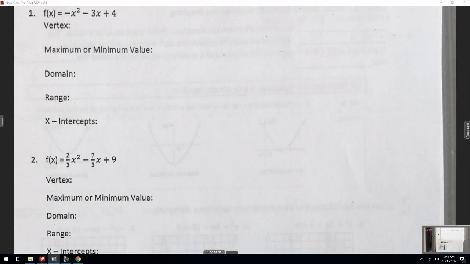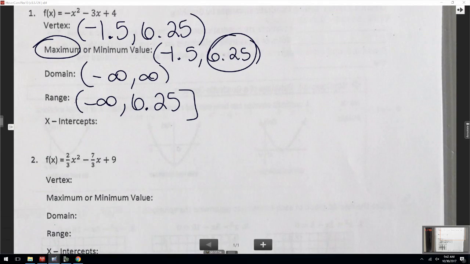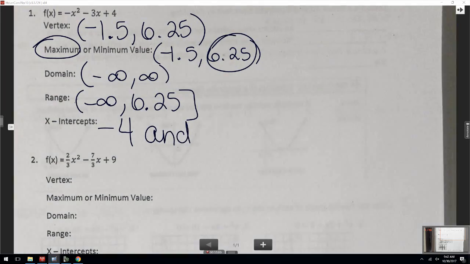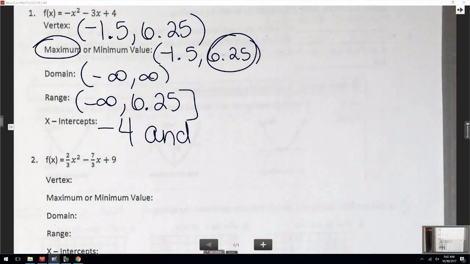What's your x-intercepts? 2 of them. Come on. What were they? -4, 0. There you go. -4 and what was the other one? +1, 0. Or you could just write -4 and 1, okay?